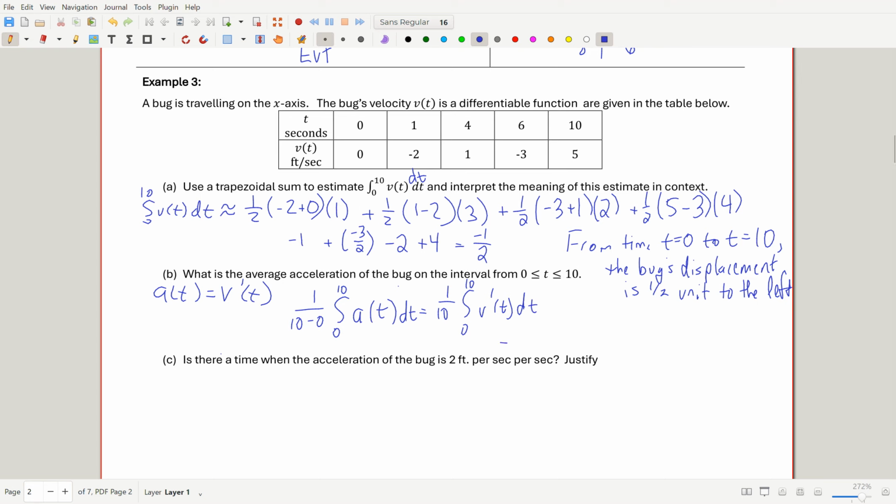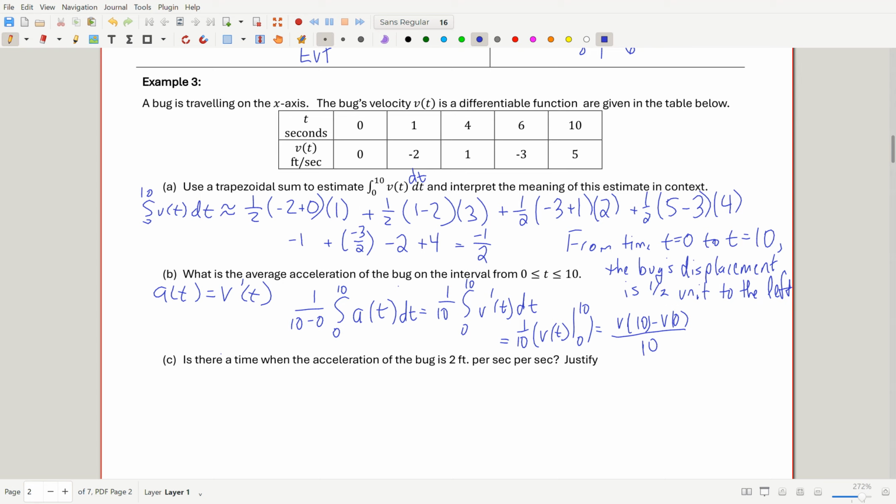And now using the fundamental theorem of calculus, what's the integral of v prime? What's an antiderivative for v prime? V. So it's 1/10 v of t evaluated from 0 to 10, which is v of 10 minus v of 0 over 10. Which does end up making it a difference quotient. They could have worded this differently and made our lives easier. If they had said, what is the average rate of change of the velocity, we would have jumped right to here. You know what I mean?